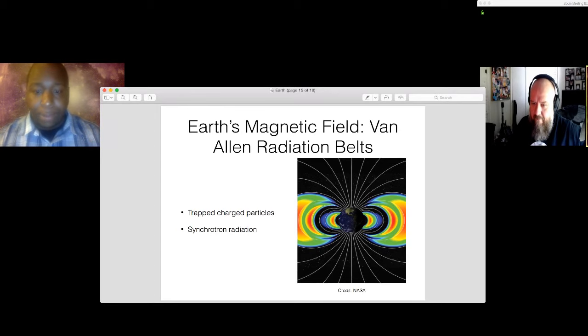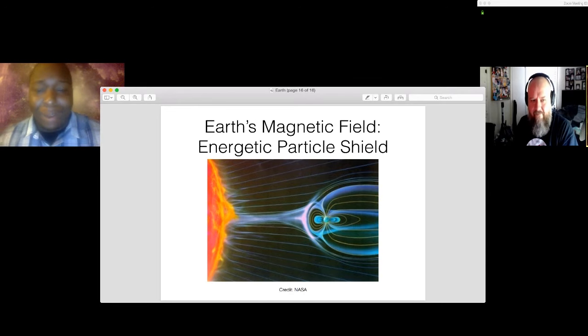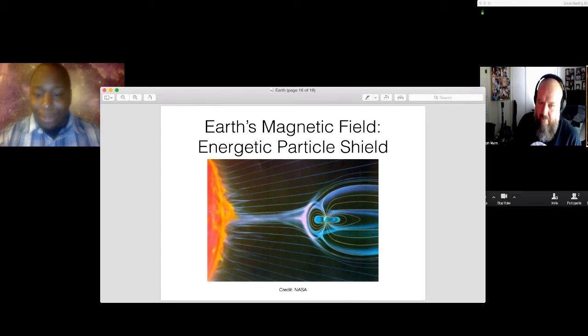And lastly, I'm seeing now that it's almost 1:30. Earth's magnetic field is able to protect us from solar energetic particle events, or just in general the solar wind itself. This is a nice little image showing Earth's magnetic field defending us against the blasts of charged particles streaming, in this case, from the sun towards Earth. And that basically is the end of today's discussion.